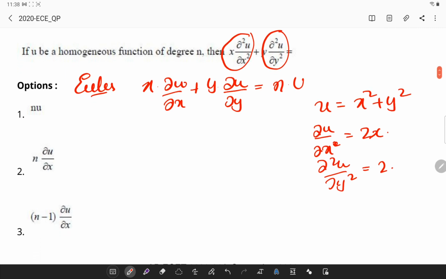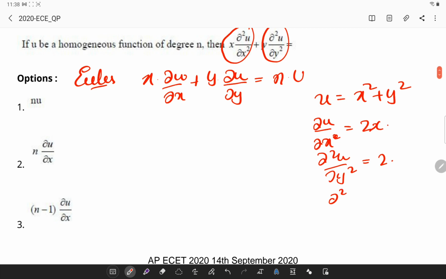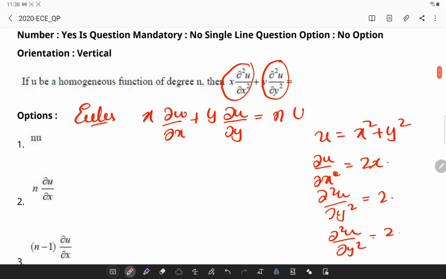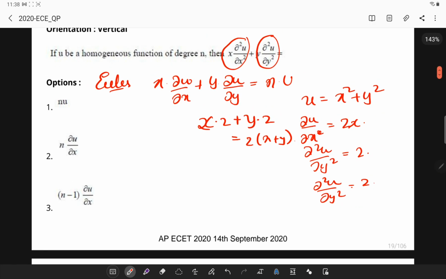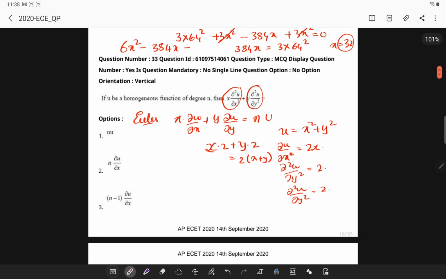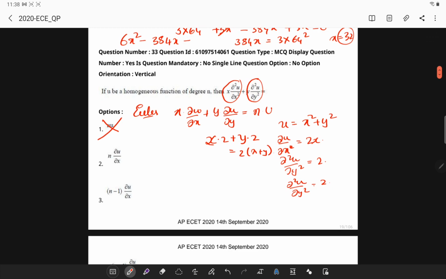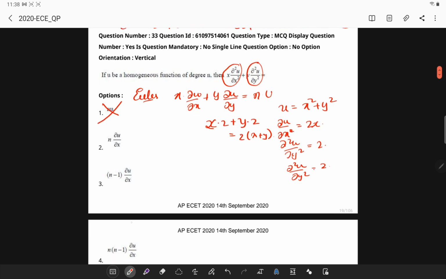Similarly, for y square, dou square u by dou y square will be 2. So here it is given as x into 2 plus y into 2. So it is 2 into x plus y. However, if we see the options, definitely this is not the option. So we are left with these 3.